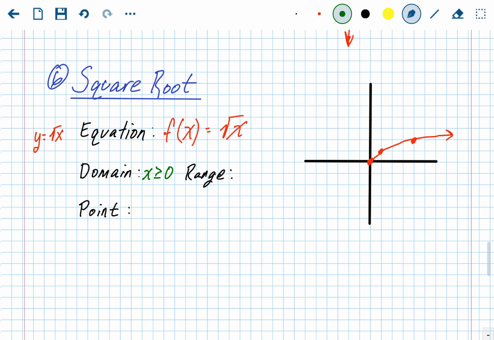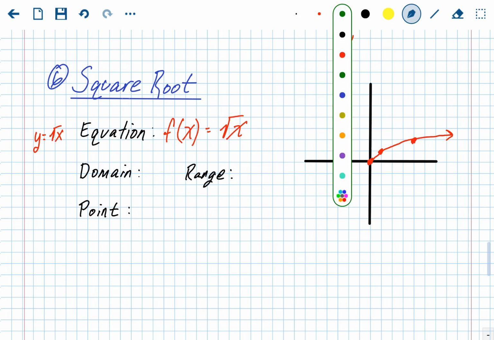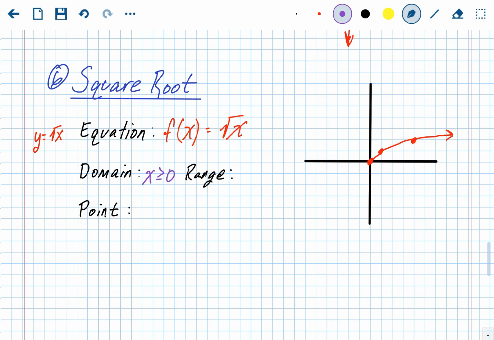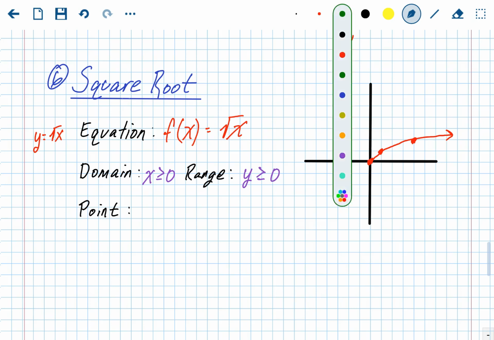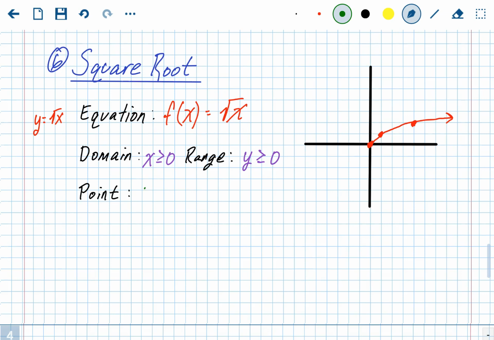And then you can tell from the graph, all of our range values are also above the x-axis, and they're all right of the y-axis. Let me change the colors here. So x is greater than or equal to 0, and y is also greater than or equal to 0. So it's everything in the first quadrant. And the important point for that is going to be 0, 0 again.